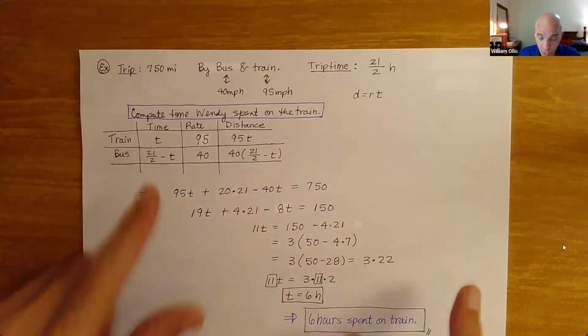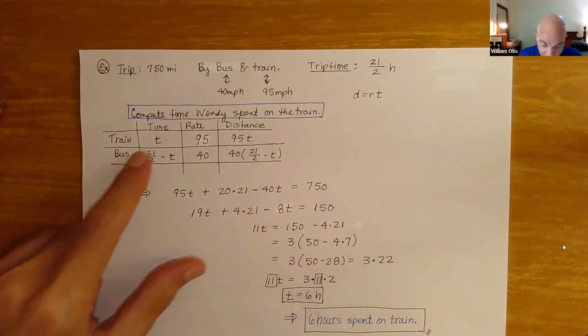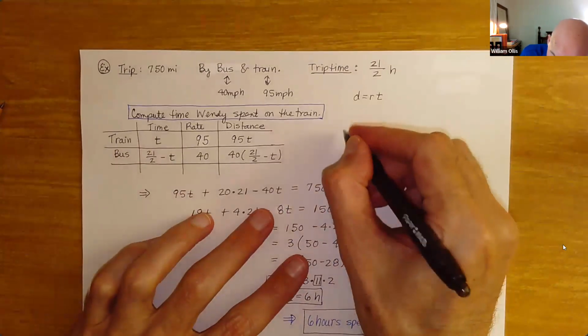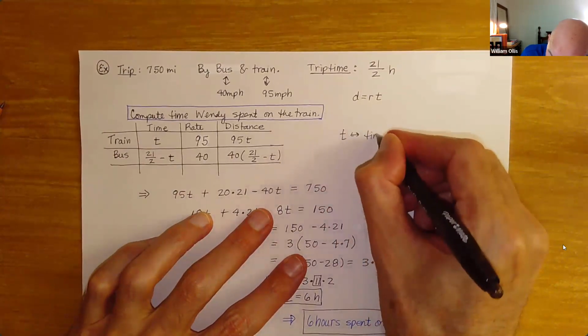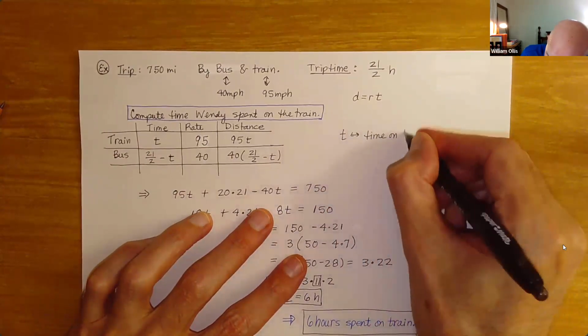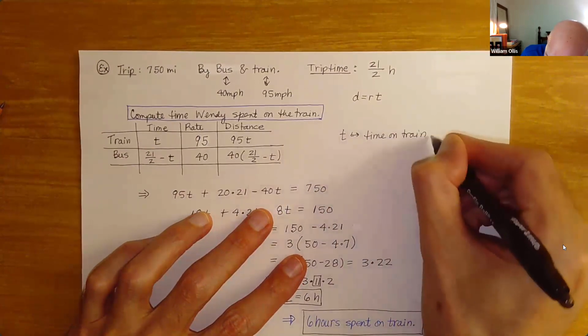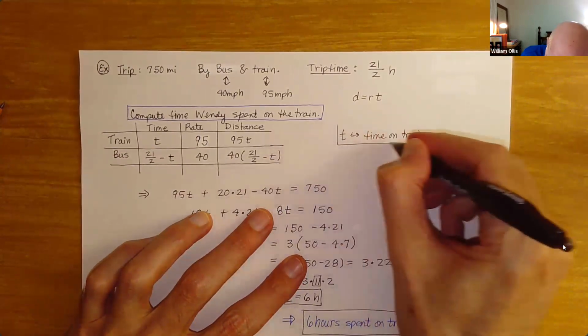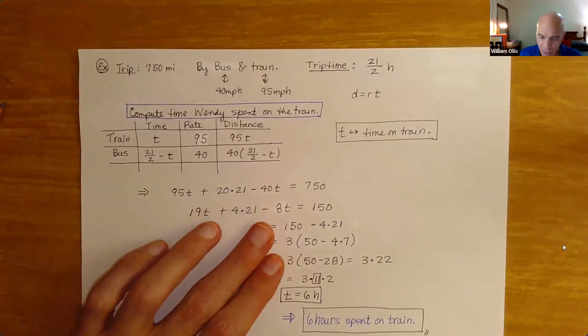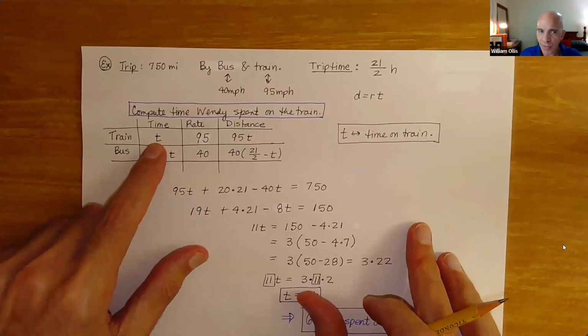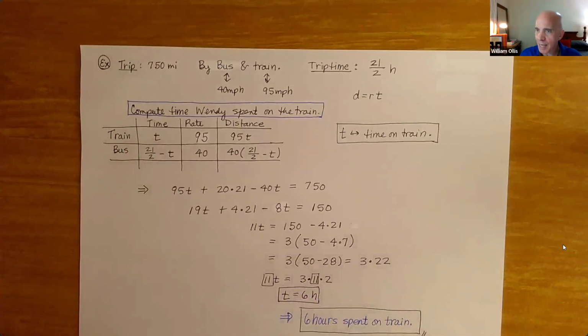So in this particular case, we can say T, and I've got it in the box here, T corresponds to time on train. So we can just go ahead and state that. Or you're thinking, well, it seems a little bit redundant because you've got it right there. But sometimes it's good to say things.